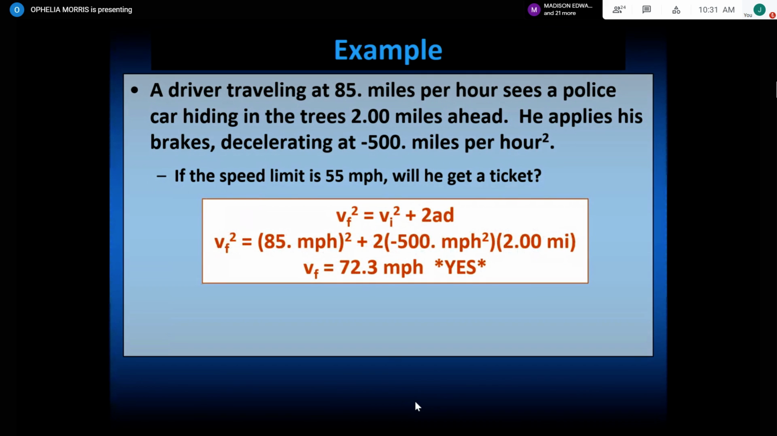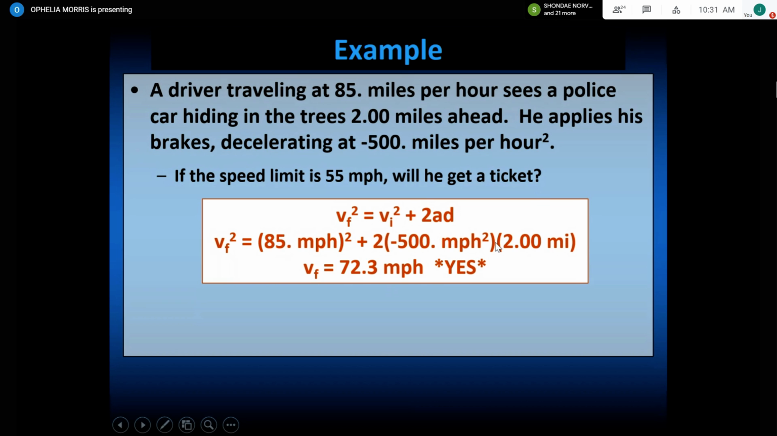Again, we're going to solve for the final velocity. So based on this formula, VF squared is equal to VI squared plus 2AD. My initial velocity is 85 miles per hour. My acceleration here is 500 miles per hour squared. And they did tell you that the person was driving for 2 miles, which is my distance. Questions, anybody?